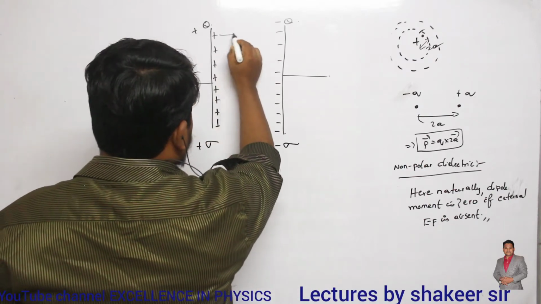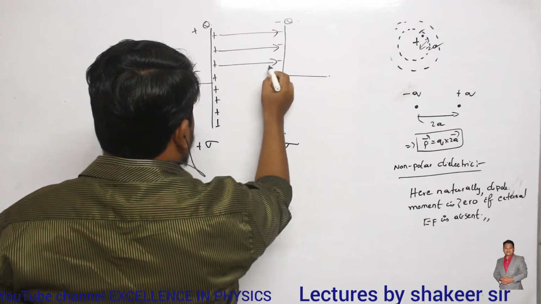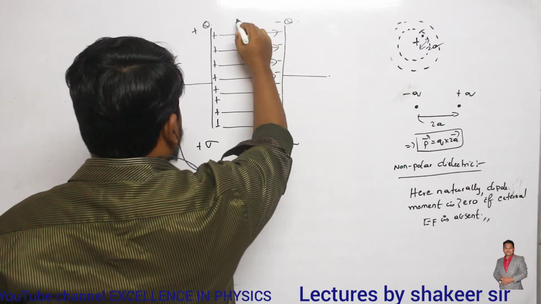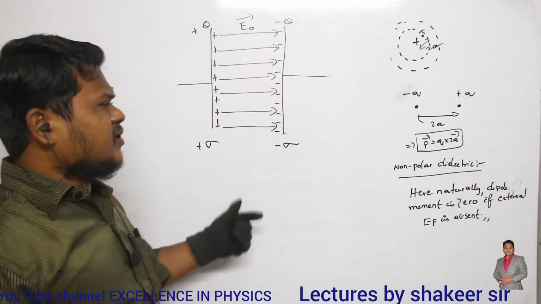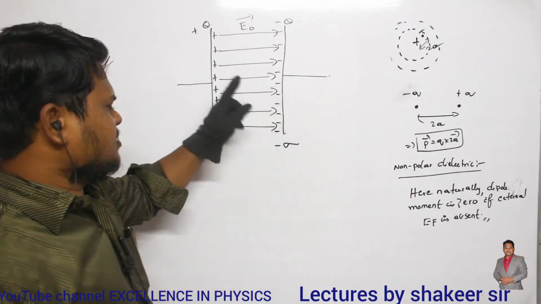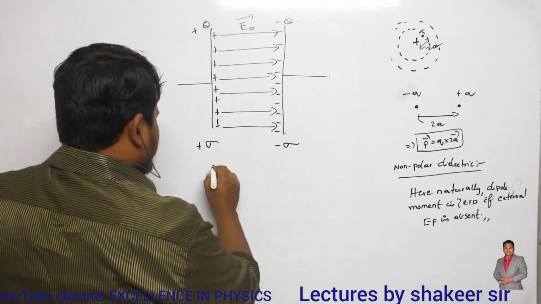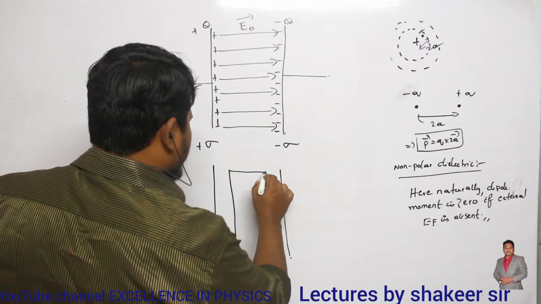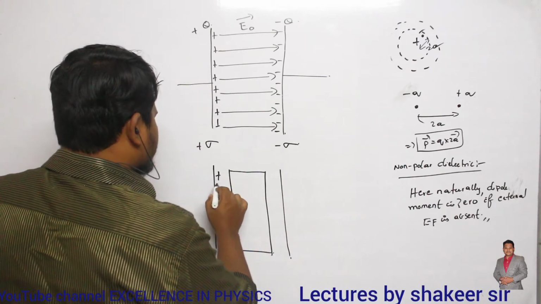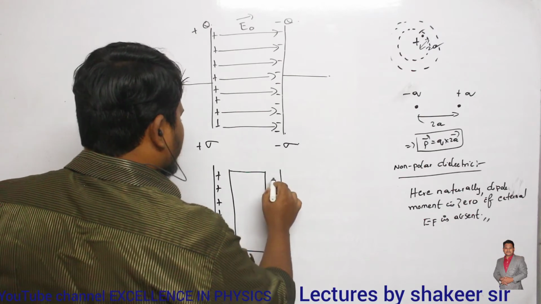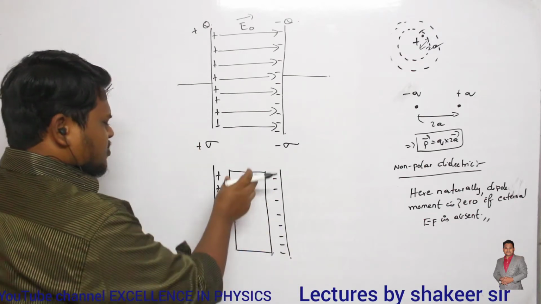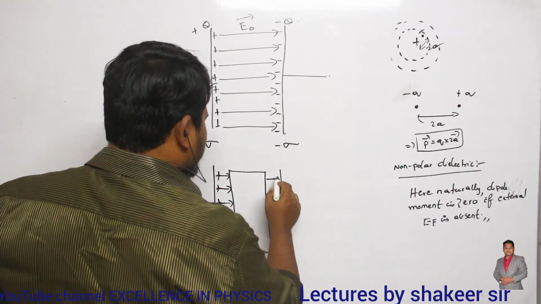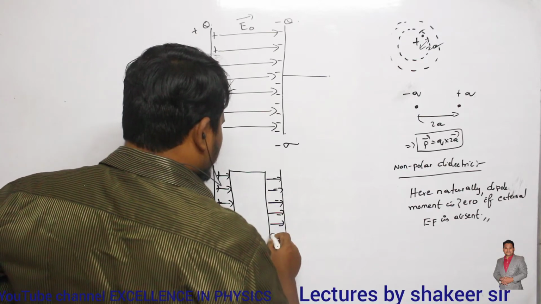And what is the direction of the electric field? The electric field will travel from the positive plate to the negative plate. So this is the external electric field, or you can say the electric field inside the plates of a capacitor. Now what I am doing is placing a dielectric, an insulator, inside these plates. Electric field is present here, and here also there is an electric field.